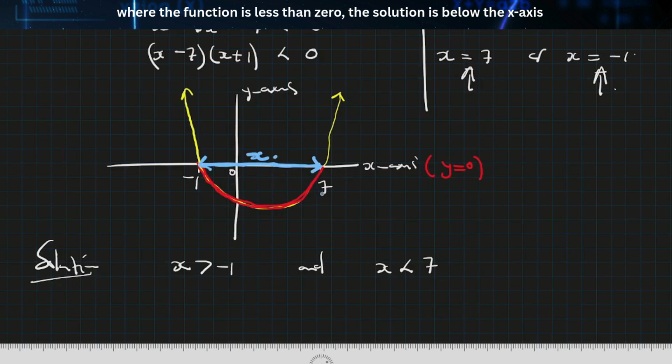You can write these together because they are not diverging. So this x here satisfies all values that are less than 7, and this side is all values that are greater than −1. So x is greater than −1 and x is less than 7. Then boom, we are done here.